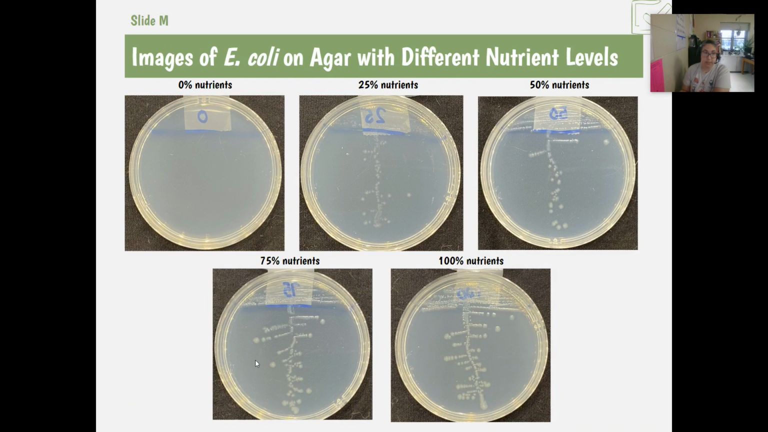Here are my images of the different levels of nutrients. This first plate up top is 0% nutrients added. After 2 days, make some observations. 25% nutrients. Here is my bacteria growth. 50% nutrients, 75% nutrients, and 100% nutrients. Okay, this is where you're going to want to grab a highlighter, and on page 13, I want you to highlight all of the colonies that you see on your paper. This will help us compare between the different colonies.